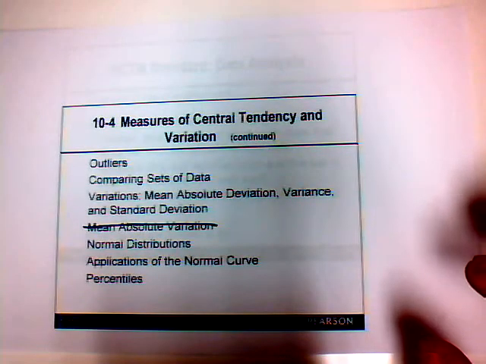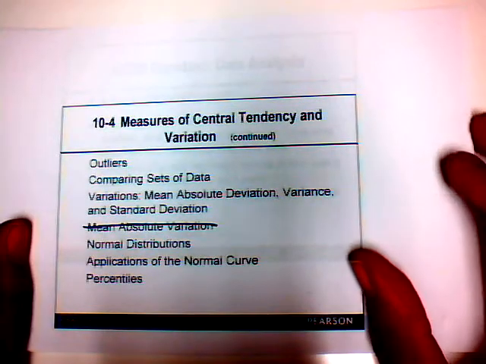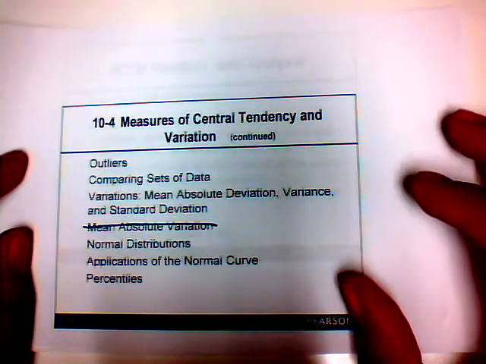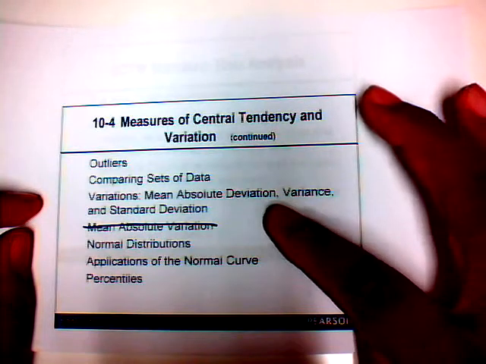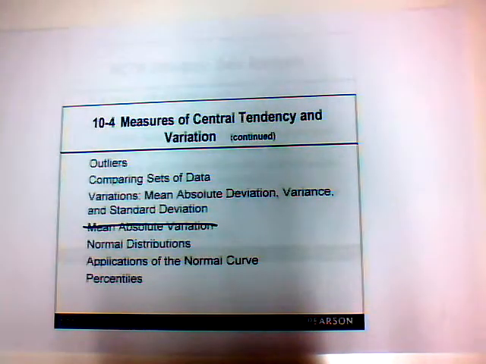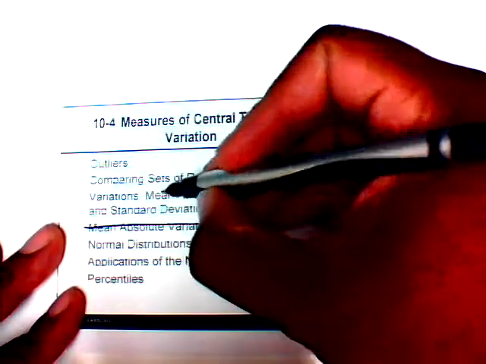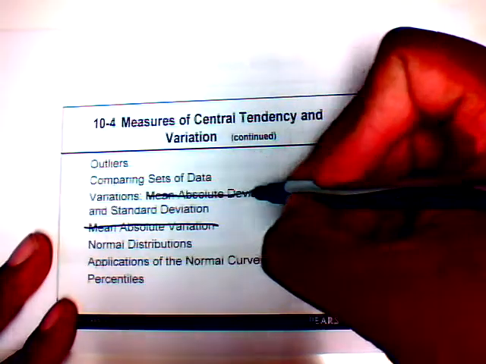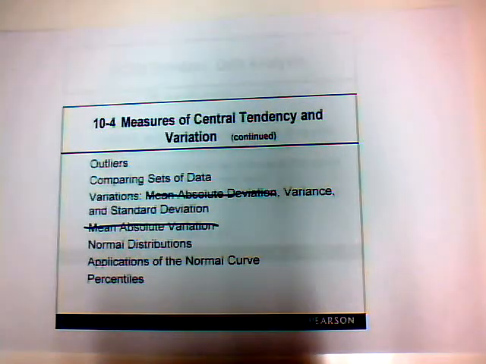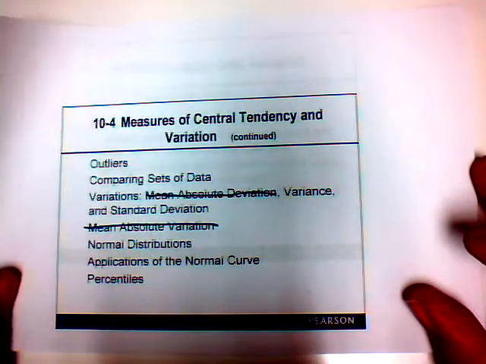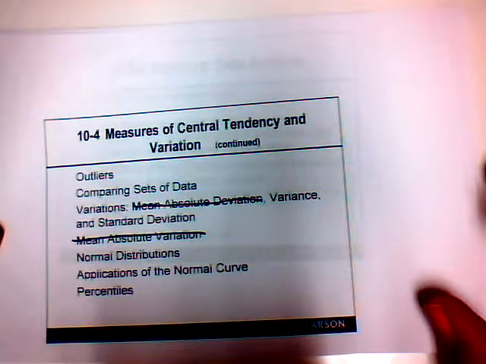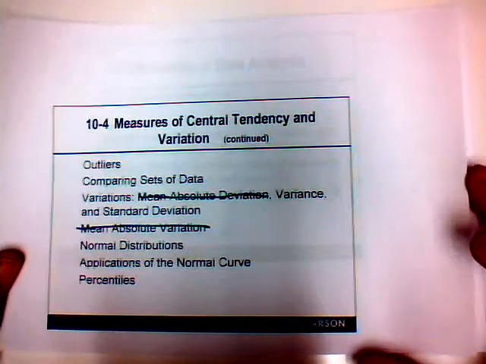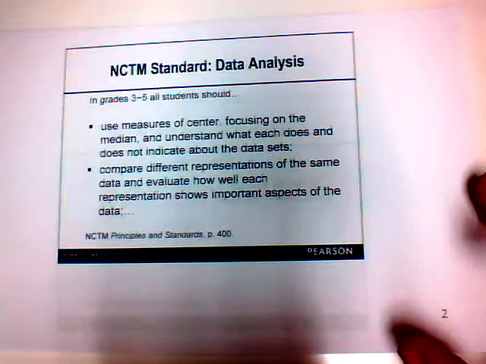we'll talk about outliers, comparing sets of data, variations, which is the mean absolute deviation, which we will not discuss, but we are going to talk about the variance and the standard deviation. Also normal distribution, applications to the normal curve, and percentiles. So as you can see, this is going to be a tall order for this particular section in this particular video.